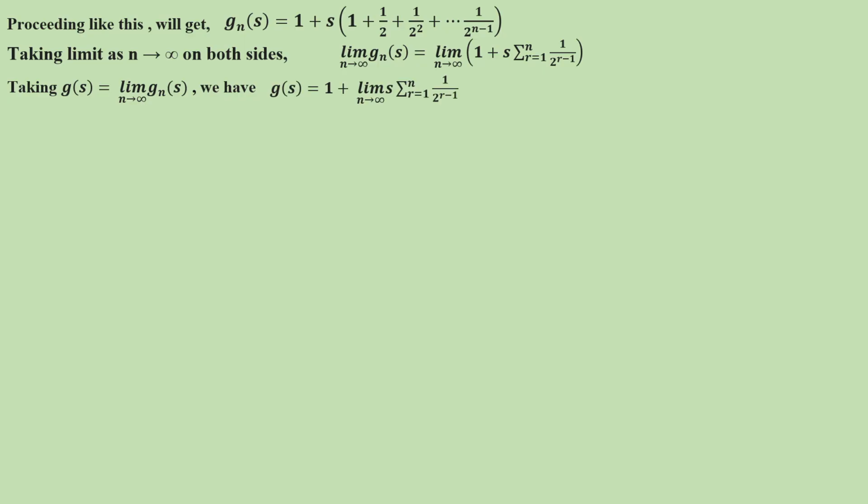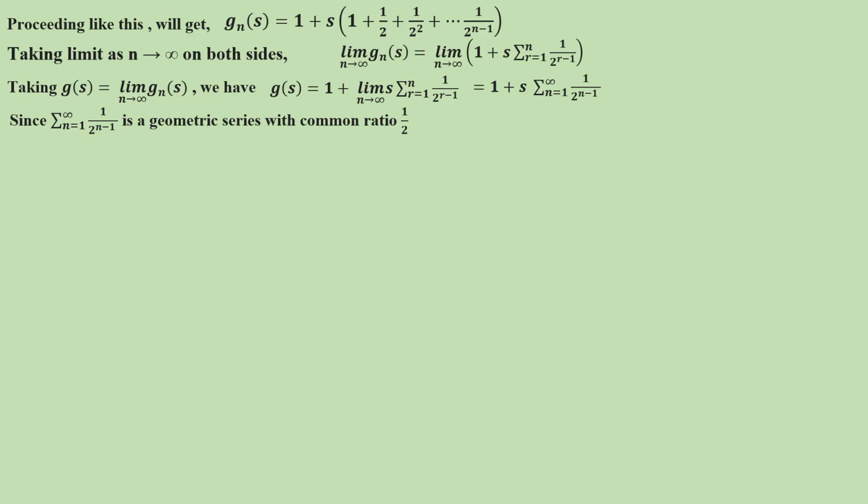So g of s is equal to 1 plus limit n tends to infinity s into summation r is equal to 1 to n, 1 by 2 power r minus 1. So n in the summation becomes infinity, right? So 1 plus s summation n is equal to 1 to infinity 1 by 2 power n minus 1. Instead of r you put n, right? That's all. So if you are keeping r, then r is equal to 1 to infinity 1 by 2 power r minus 1. But we are taking n tends to infinity, that is why we are replacing r by n, right?